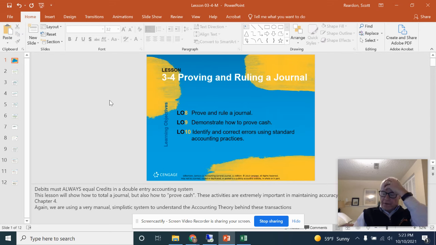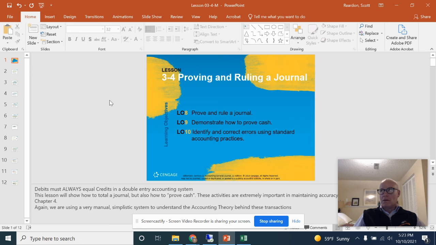Okay, so we've journalized all these various transactions and gotten great experience with that. Now it's time to move forward. Well, what does moving forward really mean? First of all, we need to rule and prove our journal. Now, we will do this page by page. And at the end of the month, we're going to prove cash.